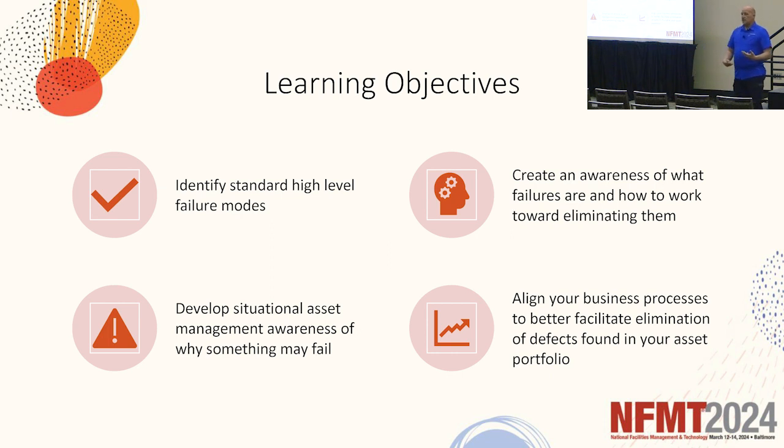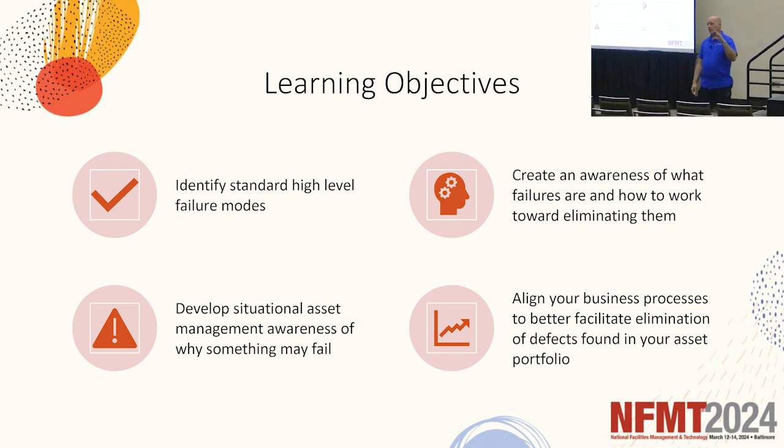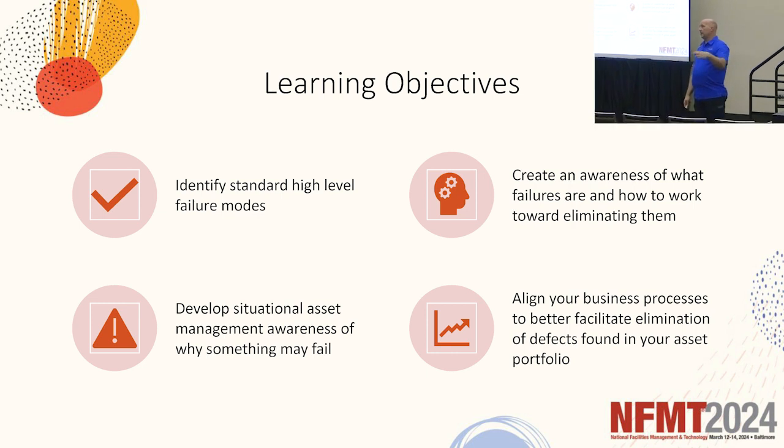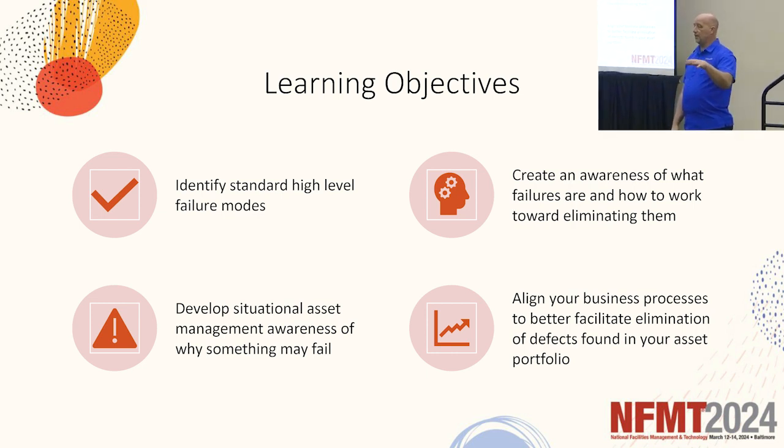The objectives of today's session will basically be giving you some of the high-arching overviews of failure codes and failure modes, what they entail, and how you can apply them. We'll develop some of the situational asset management awareness that you're going to need to apply those failure codes to your CMMS program. Putting it on the work orders, and identifying the codes or the failures so that you can get rid of those defects.